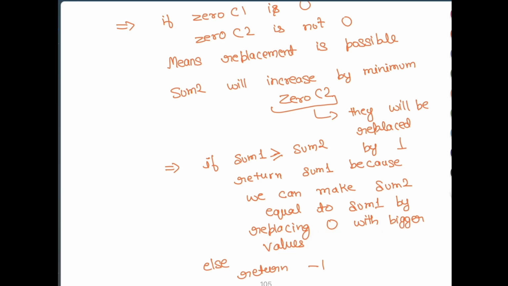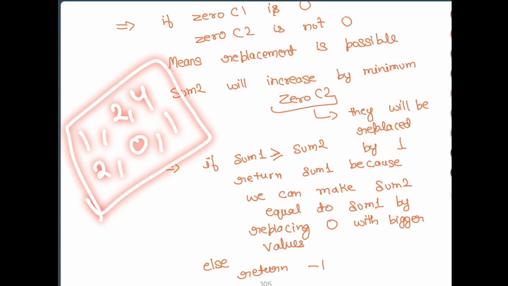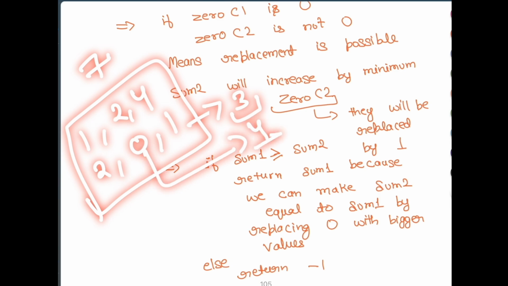Let us say the first array is 1, 2, 4, and let us say the second array is 2, 0, 1. Now in this case, the sum of the first array is 7, right? 1 plus 2 plus 4. The sum in the second array is 3, but we have a 0, right? And we will replace this 0 originally with 1. So it will be 4, right? The sum is going to be 4.